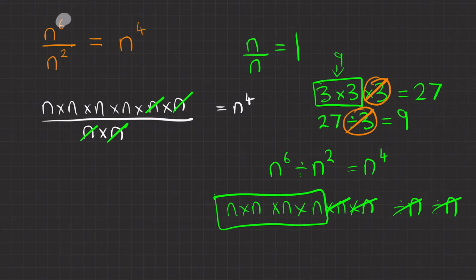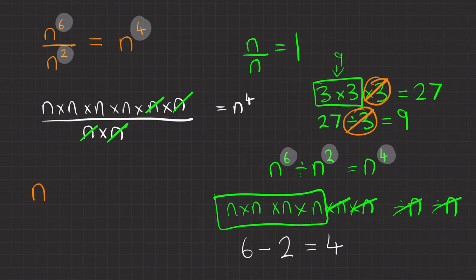So we now need to link 6, 2 and 4 together. So 6 with something happening to it with the 2 equals 4. Well, 6 take away 2 equals 4, so we can use this information for our law of indices. Therefore, the law of indices must be n to the power of a divided by n to the power of b equals n to the power of a minus b.